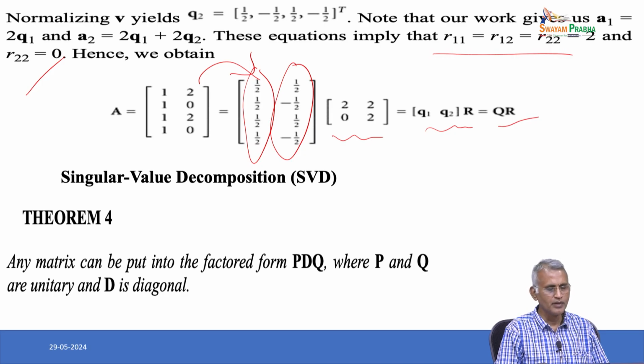Based on this, SVD also works. Any matrix can be put into the factor form PDQ, where P and Q are unitary matrices and D is a diagonal matrix, and this also holds good.